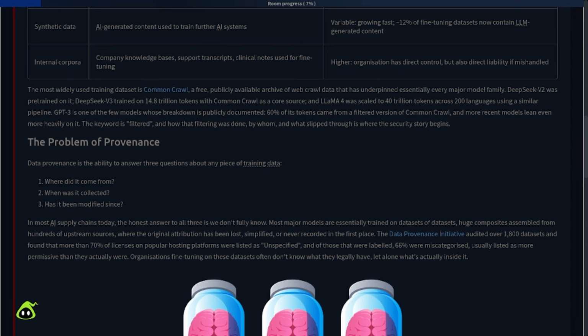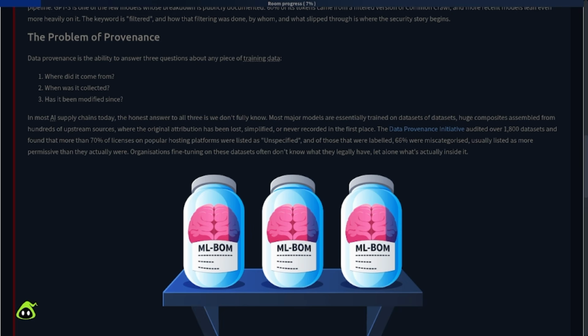Yeah. And there's a problem of provenance. Sorry if I pronounce it wrong again. Data provenance is the ability to answer three questions about any piece of training data. The three major questions are: where did the data come from, where was it collected, and has it been modified since. So in most of the AI supply chains today, the honest answer to all three is we don't fully know.